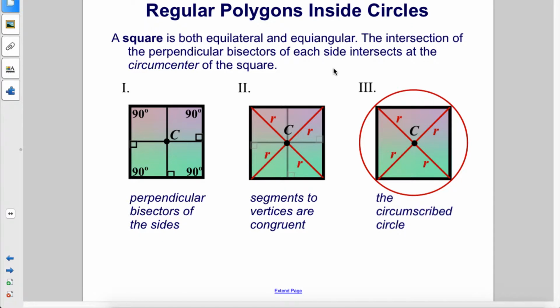A square is both equilateral and equiangular. The intersection of the perpendicular bisectors of each side intersects at the circumcenter of the square. So here we have the perpendicular bisectors of the sides. Here we see the segments to vertices are congruent. And here we have the circumscribed circle.